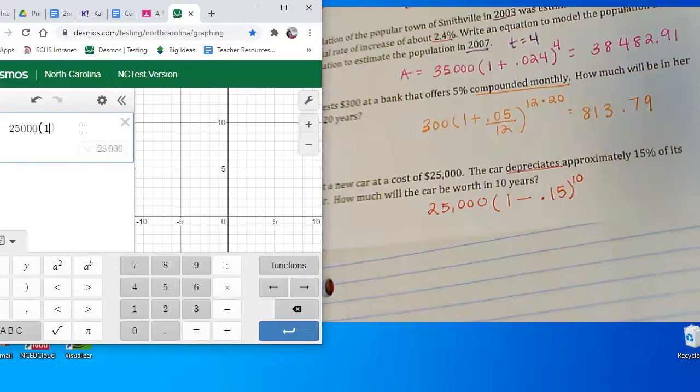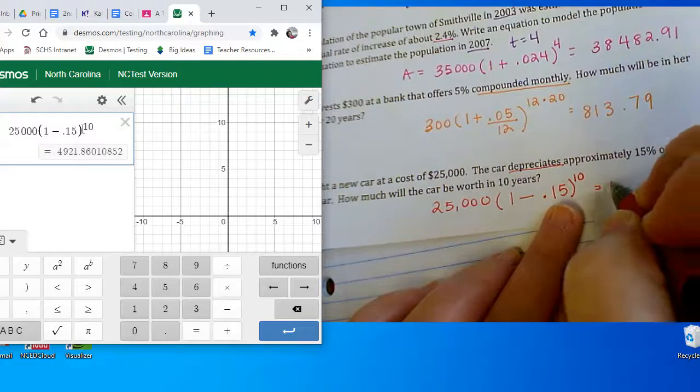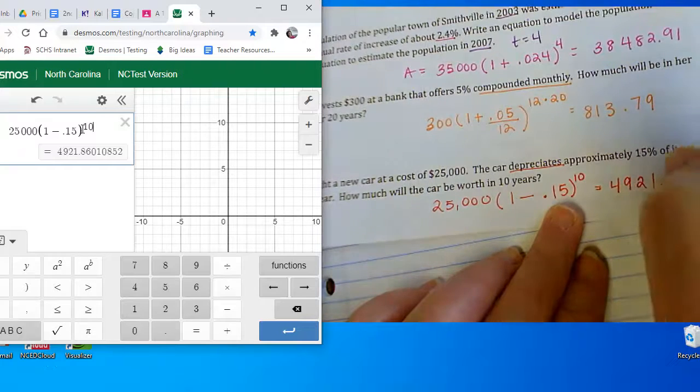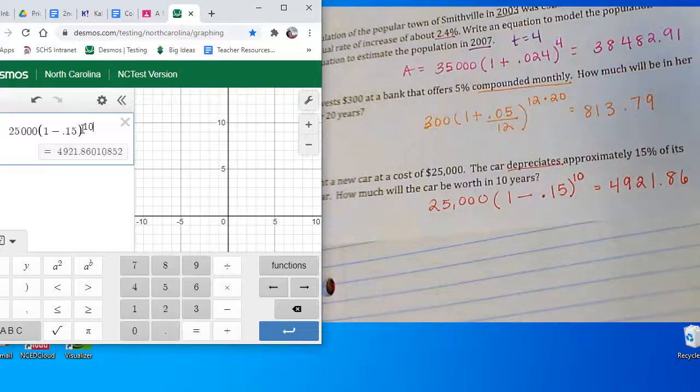25,000 times 1 minus 0.15 raised to the 10th. And this is where it's disheartening a little bit because cars decrease in value so much. Unless you have a really old car, and a really old car will increase in value. But cars depreciate quite a bit. So, any questions?